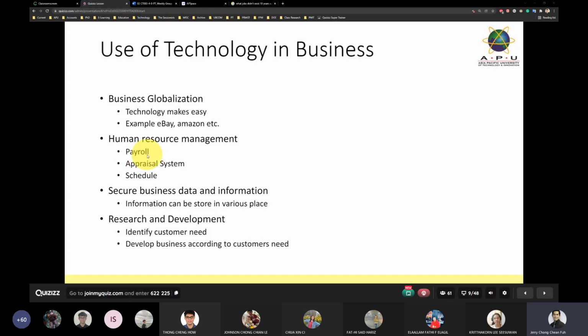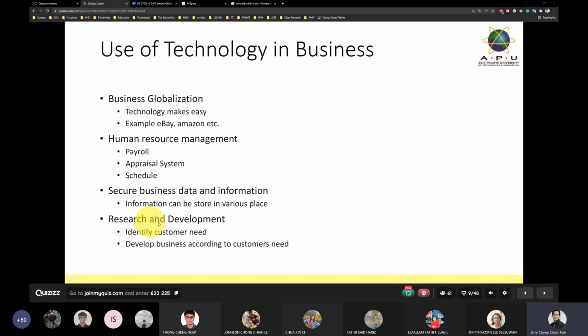Human resource management is another very popular usage of technology in business, which covers things like the payroll, appraisal system, and scheduling your employees and manpower. So in all those aspects, technology comes into the picture as well. Securing business data and information: obviously there's a lot of storage required by organizations, either for history purposes or for auditing purposes. A lot of this information must be stored somewhere. And some of these details can also be private and confidential. Therefore, securing it and making sure that your data is safe is very important as well.